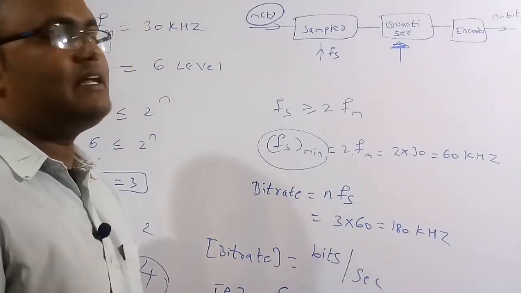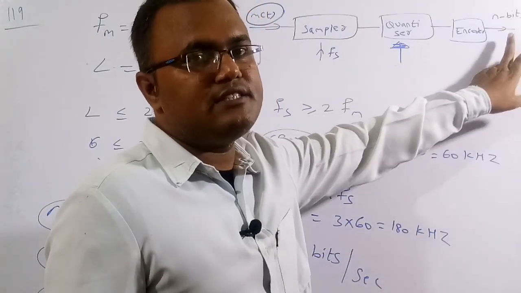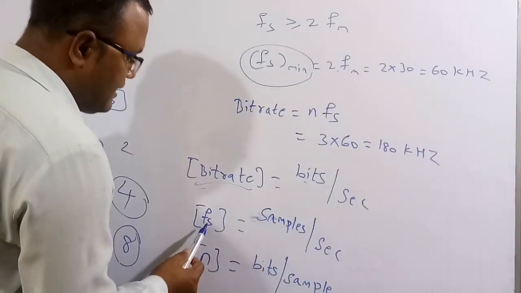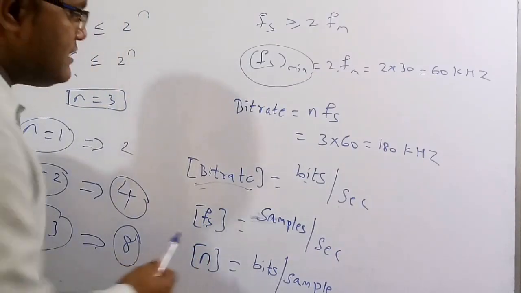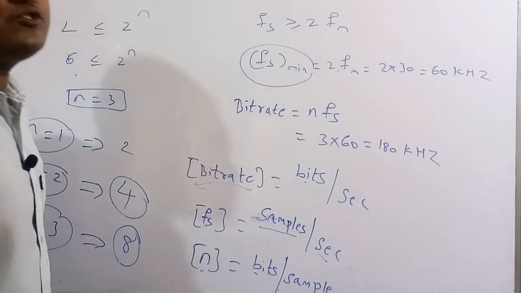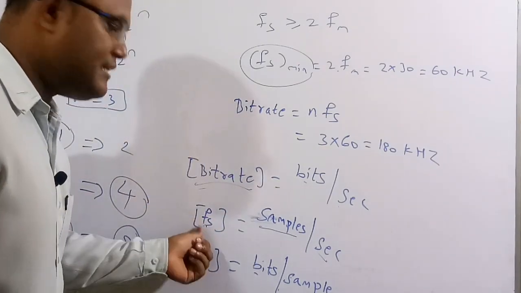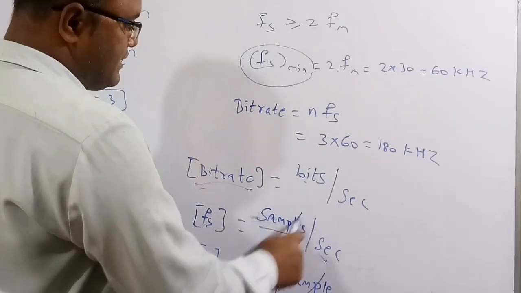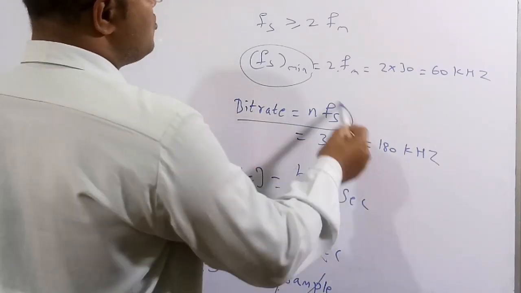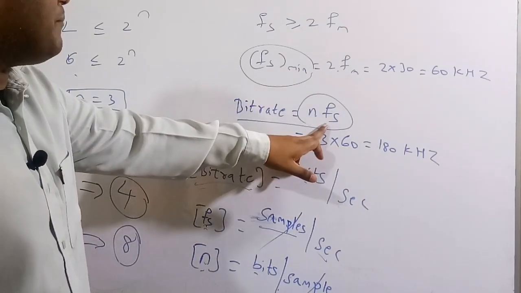So now I want to know what is the bit rate, meaning number of bits per second, meaning how many bits we are going to transfer in 1 second. The dimension of the bit rate is number of bits per second, and Fs is the sampling frequency. The unit is number of samples per second we are going to transmit, and n is the number of bits per sample. So for each sample, how many bits we are going to send, that is called n. If you multiply n into Fs, the sample cancels, so we get bits per second. So the bit rate is equal to n into Fs, where n is the number of bits per sample and Fs is the number of samples per second.